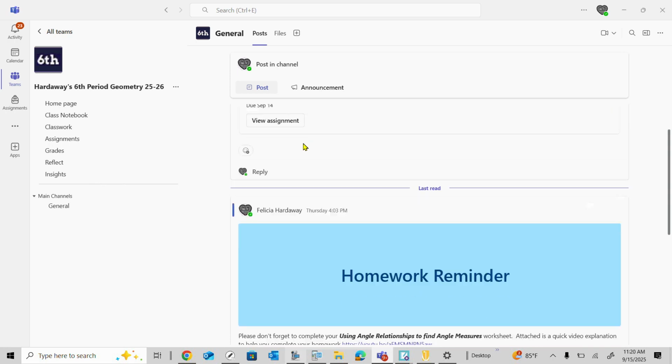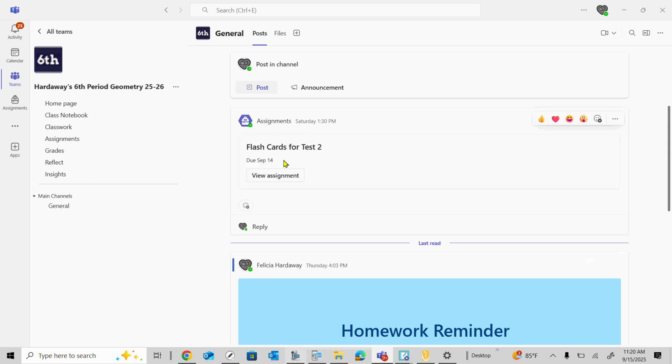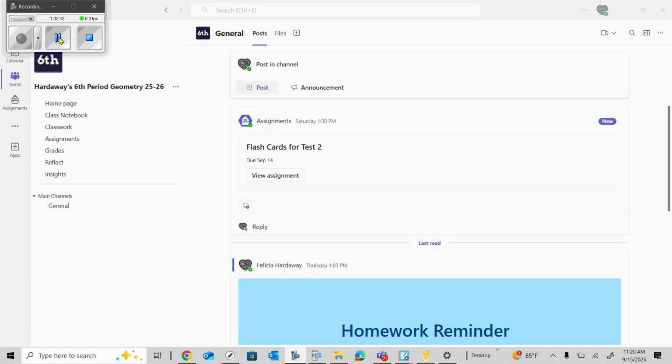Guys, don't forget, I've already posted it as an assignment, your flashcards to help you study for your tests. They're on Wayground.